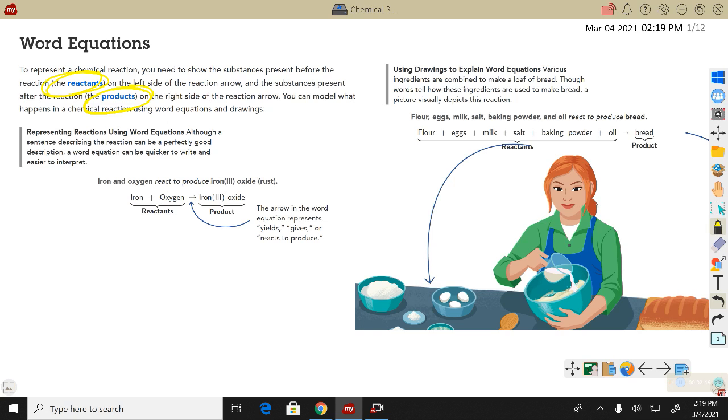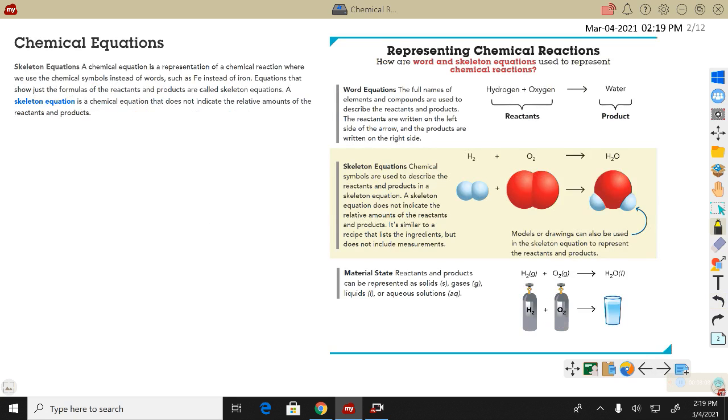They give us another example of writing a word equation with baking bread, where the reactants are everything that you're starting with, all your ingredients: flour, eggs, milk, salt, baking powder, oil. They all react together to form one product, my bread. So you might see it written as words, or we could represent an equation as symbols, or sometimes we try to model the reactants and the products. Like, what would these things look like on a particle level?